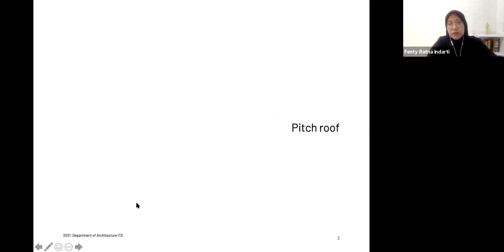In this course specifically, we are going to talk about the pitch roof, because a flat roof is a lot easier to maintain or to understand, because it has the same anatomy as the floor slab, so we don't have to explain more. But the pitch roof has a different type of anatomy and a different type of expression, so you have to understand the pitch roof itself. Wait a minute, I need to change it to arrow.